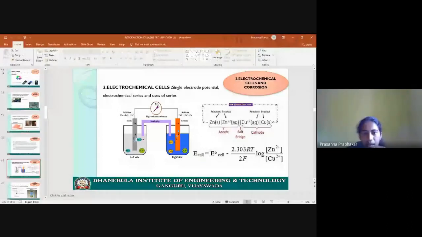Here observe this diagram. This is the example of a galvanic cell. So this is the representation of a galvanic cell. How to write reactants, how to write products, how to differentiate the reactants and products. So this is the simple representation of a galvanic cell. This formula is useful to calculate the electrode potentials.